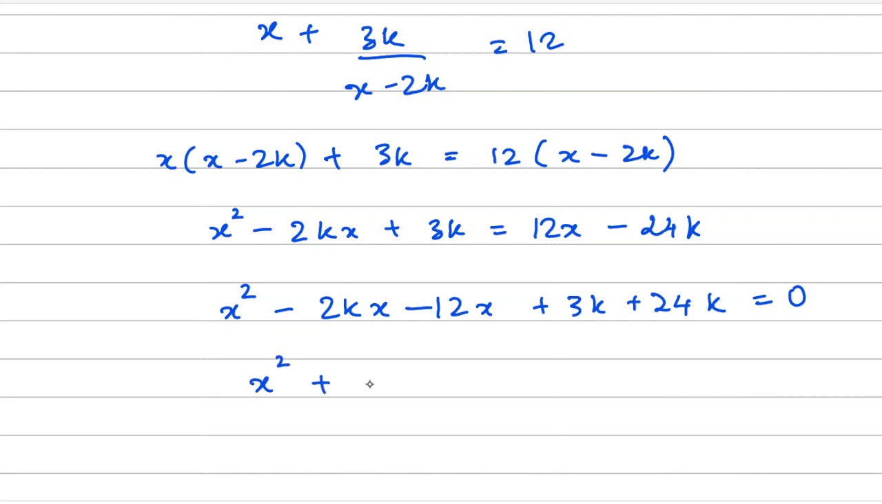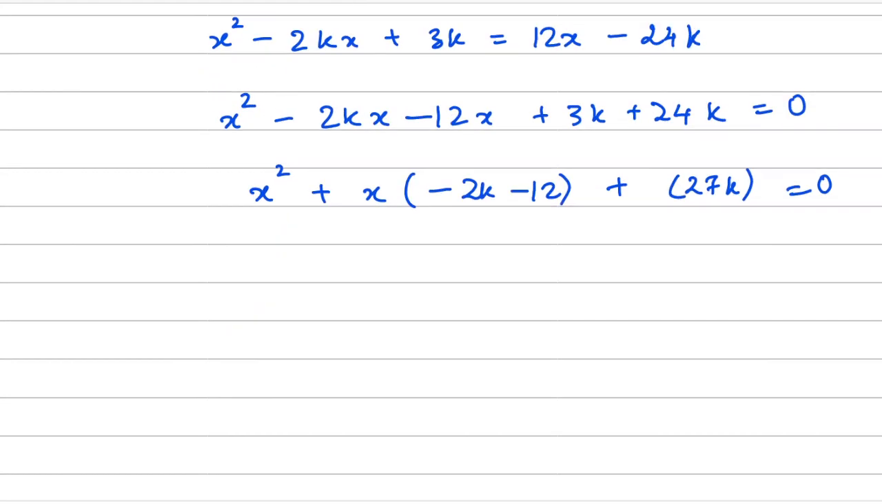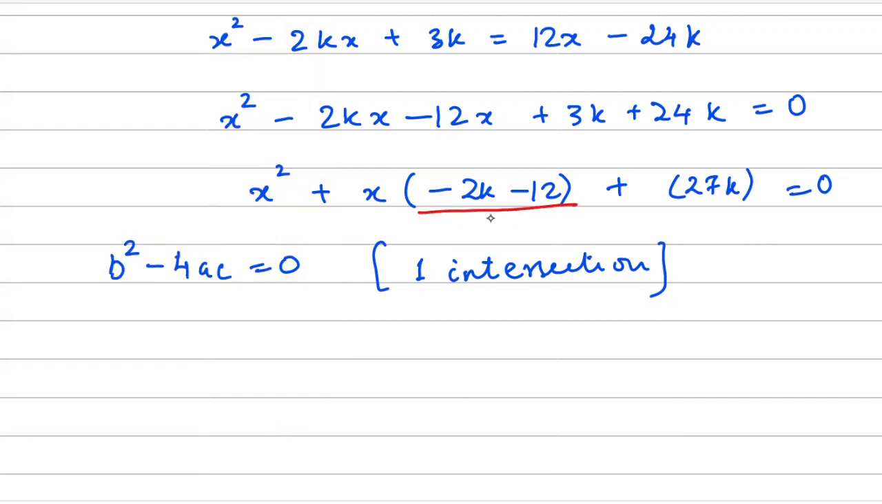So this is minus 2k minus 12, and the constant term is 27k is equal to 0. Now since it is intersecting at one point, we know the discriminant b square minus 4ac will be equal to 0 because only one intersection is there. Okay, so since there is one intersection, the discriminant value is exactly equal to 0, and this is our b over here. This is our b value. The a value is 1 and the c value is 27k.